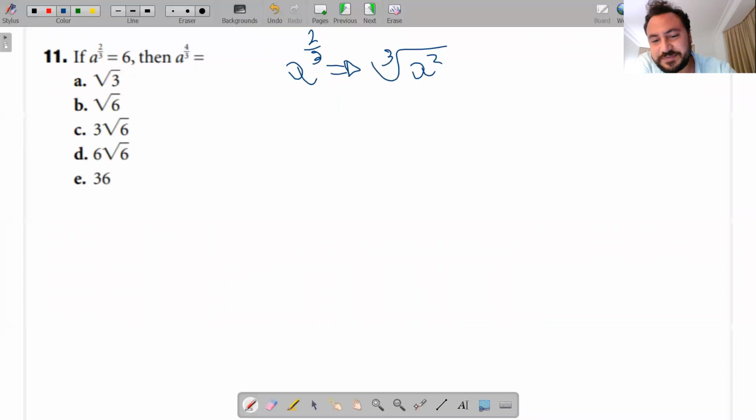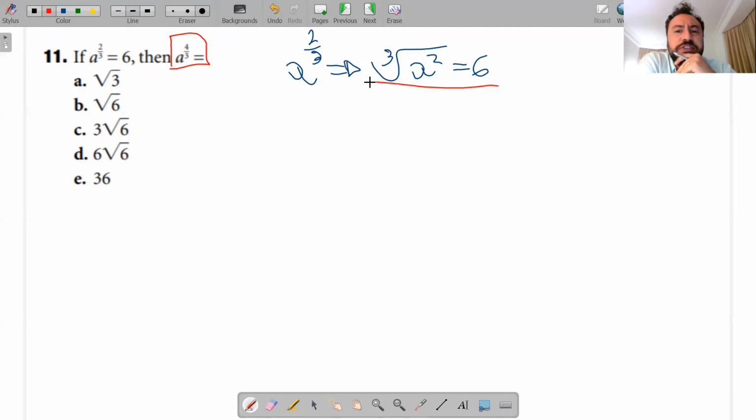In this case, a to the power of 2 over 3 equal to 6 can be written as the cubic root of a to the power of 2, and all this is just equal to 6. Our goal is to find a to the power of 4 over 3. To find out what this value is, we need to find the value of a. So we need to start working on this equation.